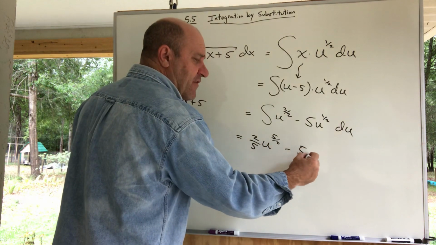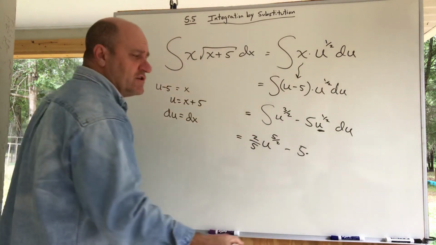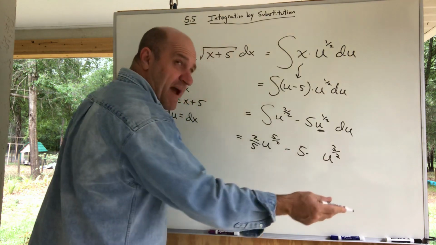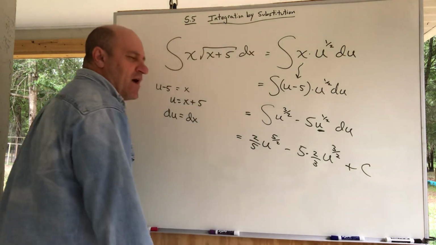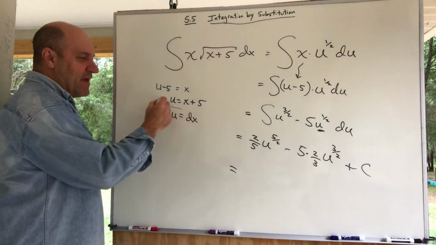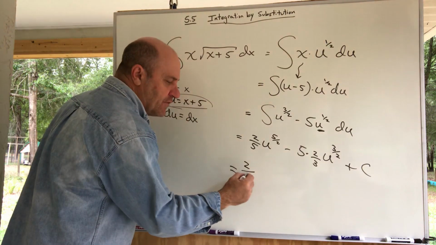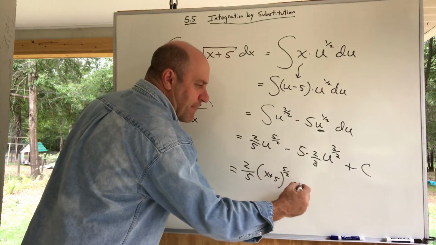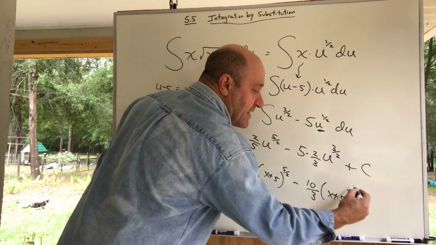Minus, there's a 5 right here. I'm going to integrate this. u to the 1/2. I add 1 to it. I get u to the 3/2. When I add 1, I divide by 3/2, which means multiply by 2/3. Plus c. This problem is over. I should turn the u's back into x's. And there's my u. It equals x plus 5. So here we go. 2/5 (x plus 5) to the 5/2 minus 10/3, if you don't mind, (x plus 5) to the 3/2.